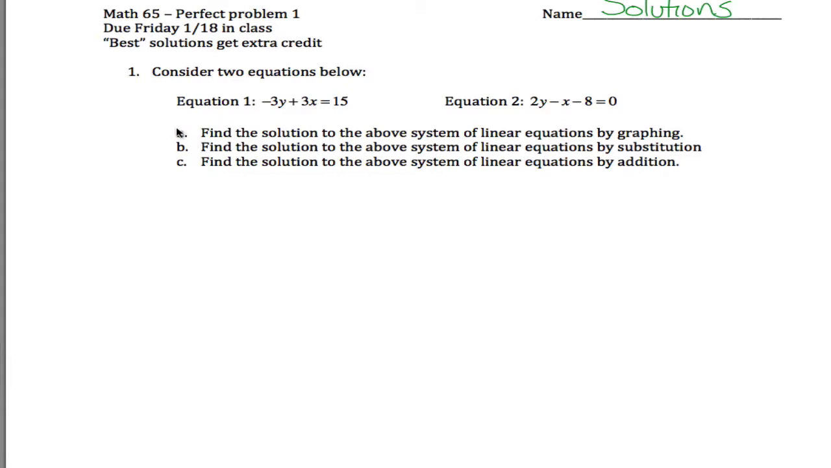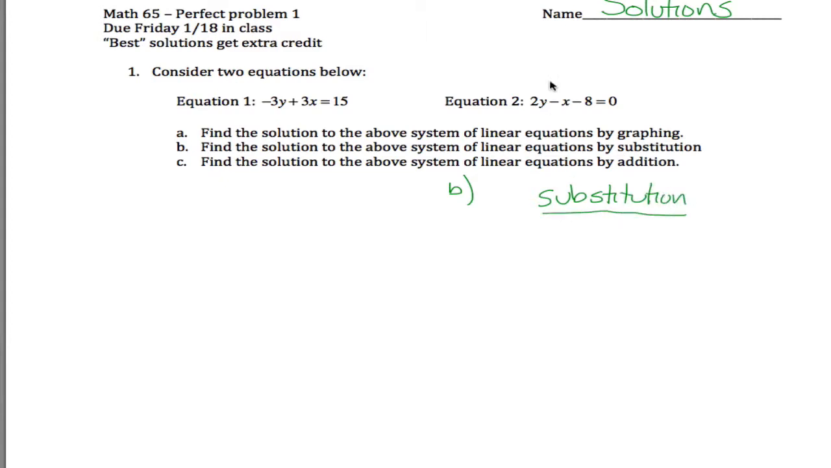I think I'm going to wait and do A later because I kind of want to know what the answer is before I try to find the answer by graphing. I feel like that's the least precise method. So maybe I'll do part B or C first. Let's do part B, maybe over here. Part B. So we're going to use substitution.